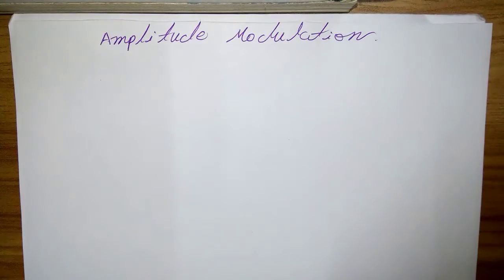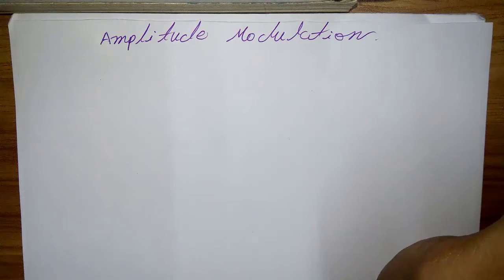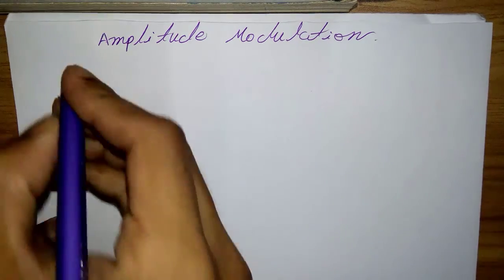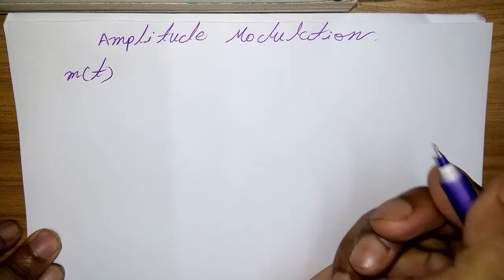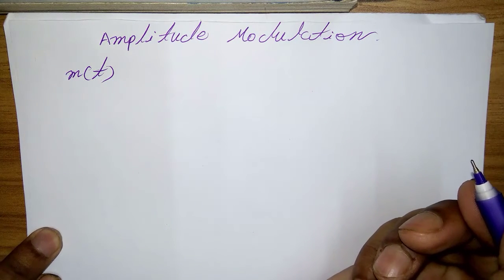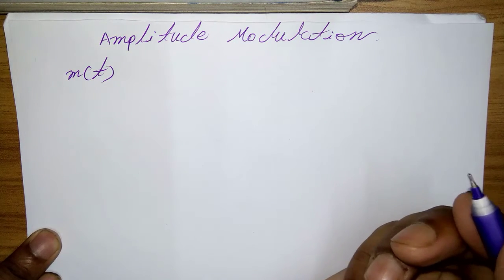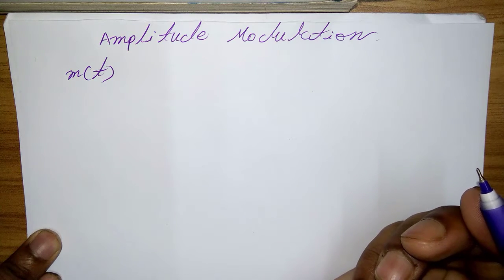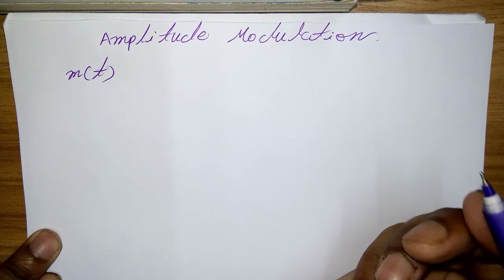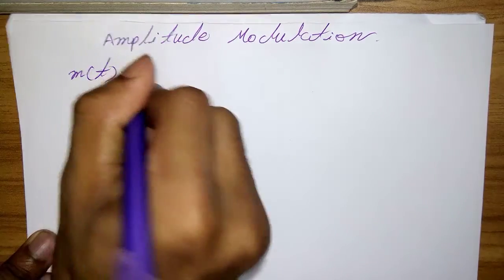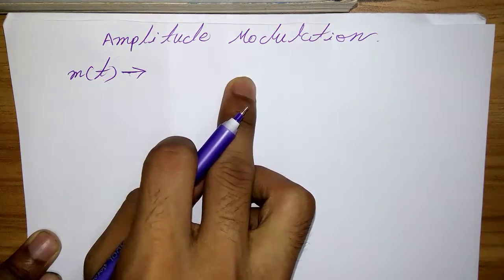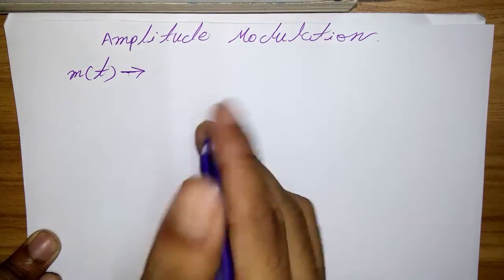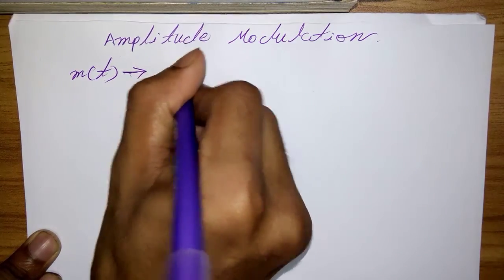Hello everyone, in this tutorial I discuss amplitude modulation. It is denoted as m of t, the source message signal that is to be transmitted by the sender to the receiver, and its Fourier transform is denoted as m of f.